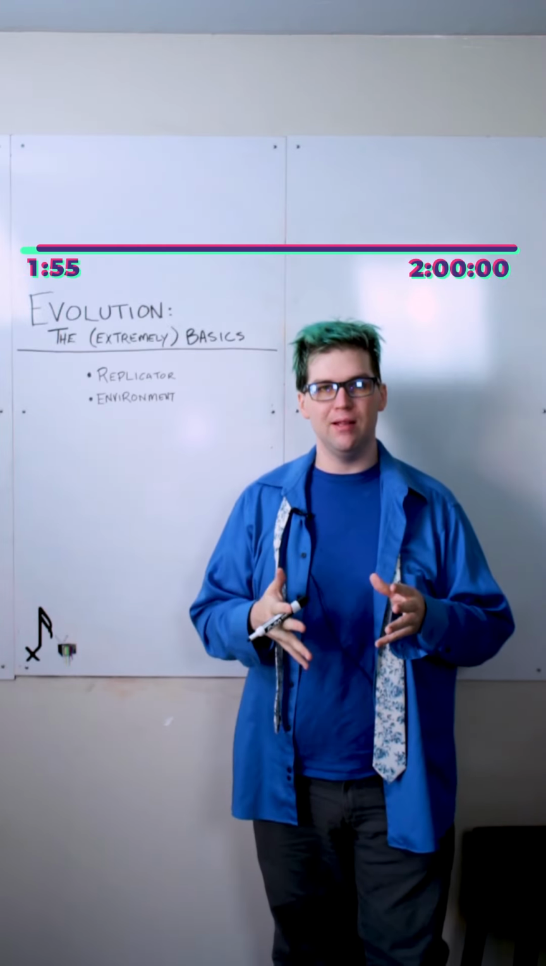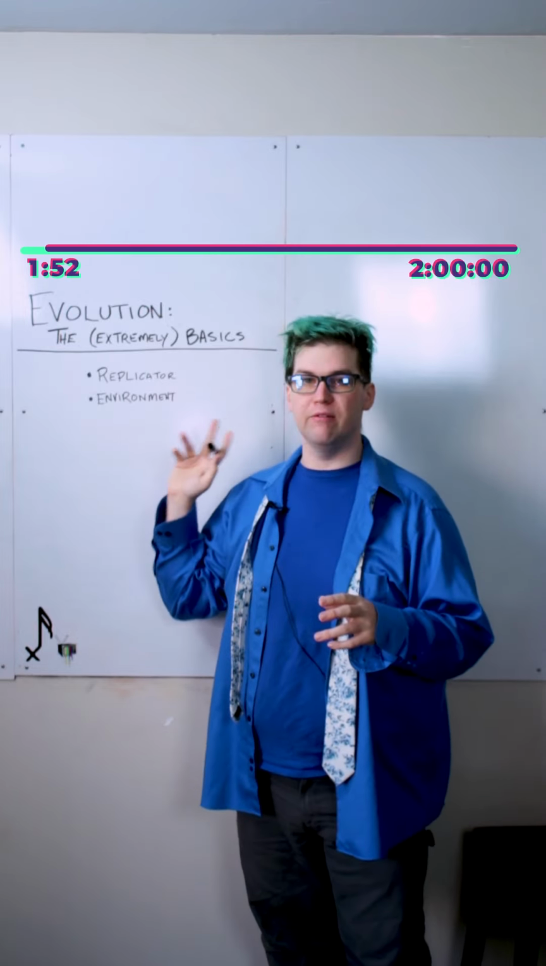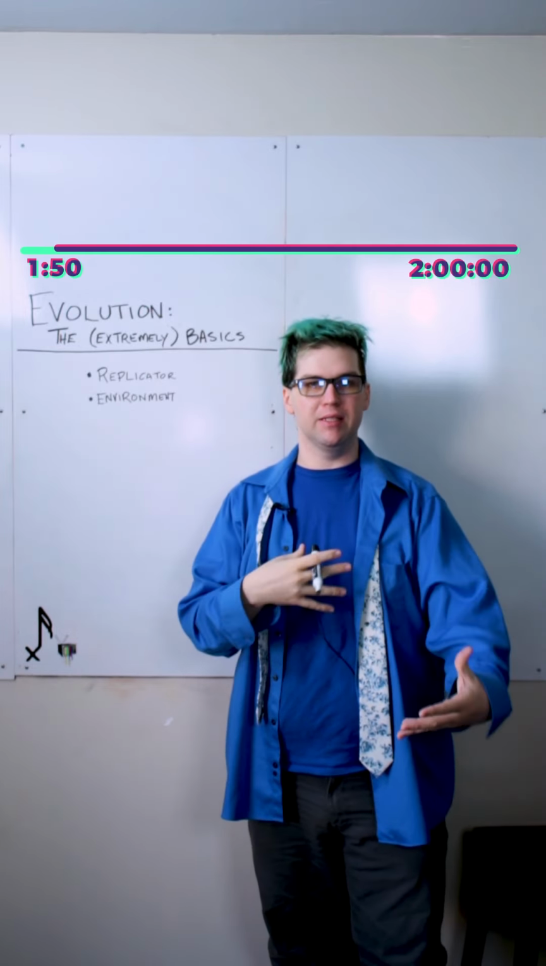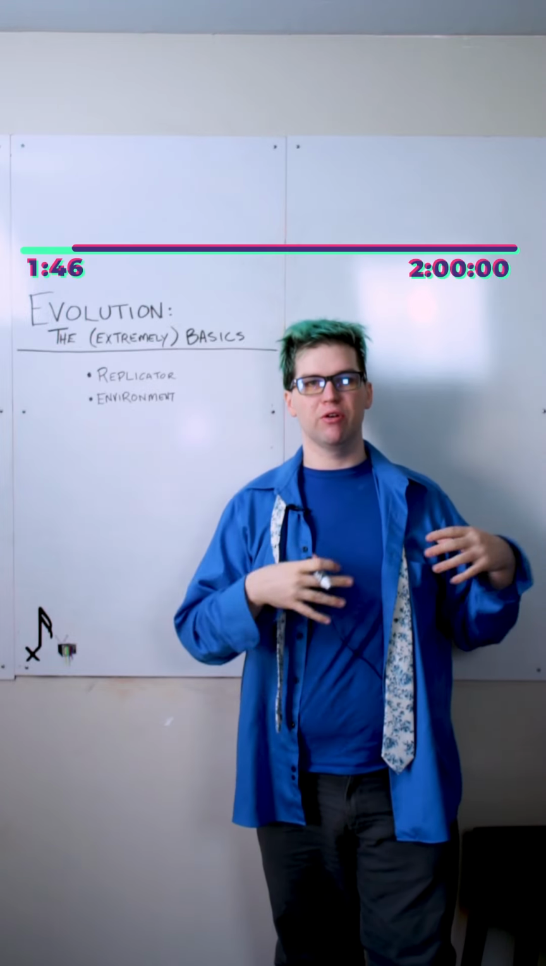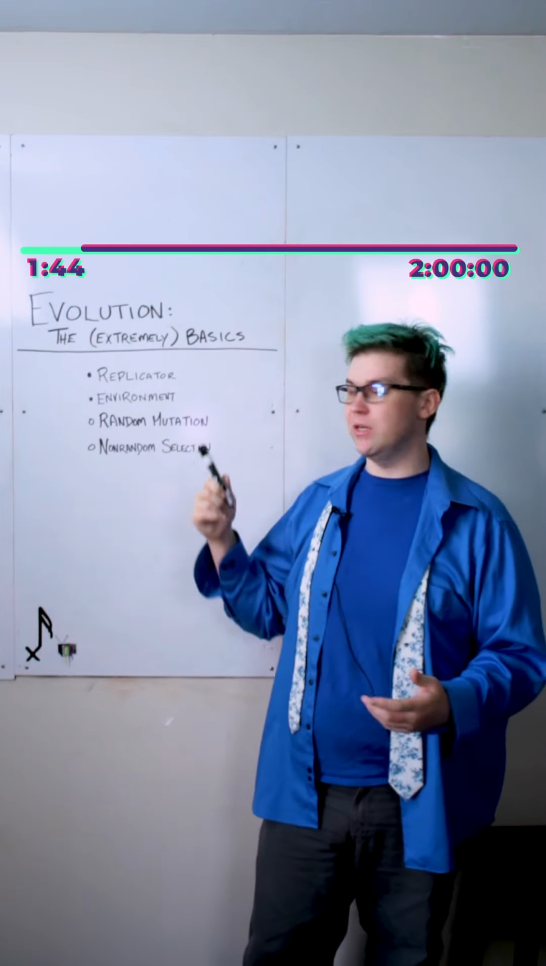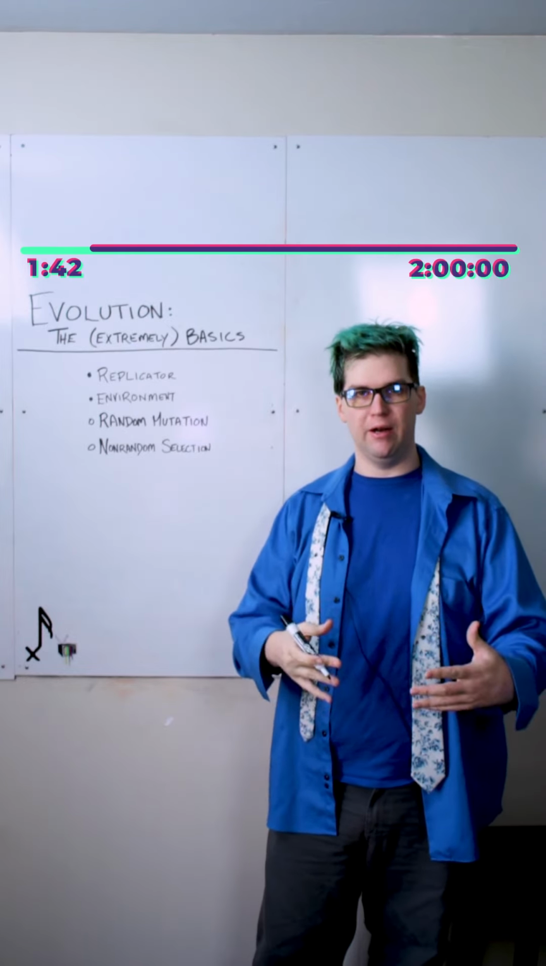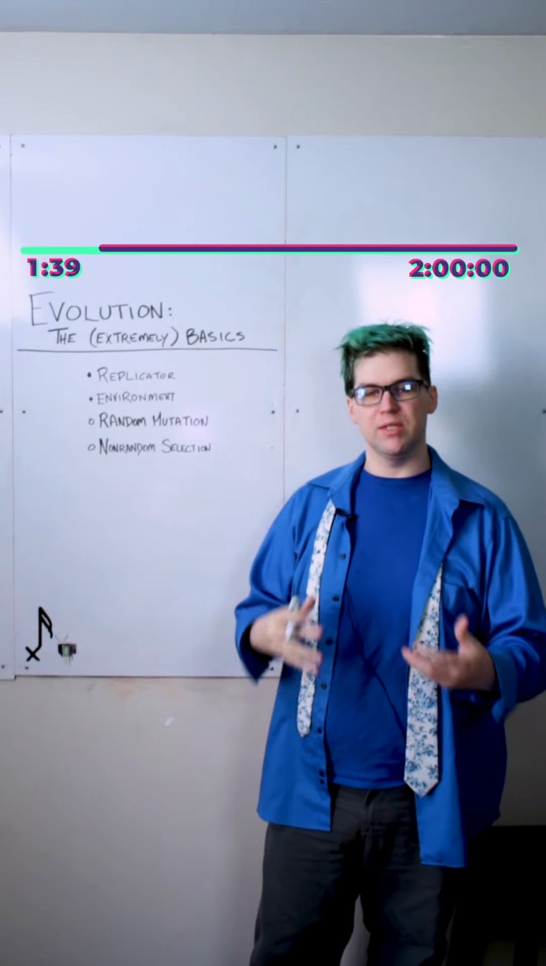There are two basic material elements of evolution. You need a replicator in an environment. So you need a thing that can copy itself or make copies of itself in a space that has stuff in it that can be used to create copies. And there are two basic procedural components. You need random mutation of the replicator and non-random selection among the results of the mutation.